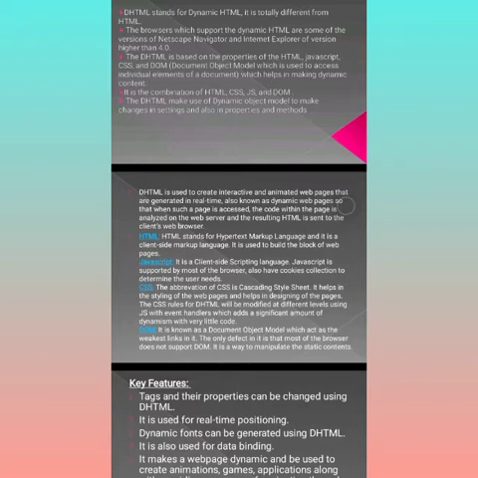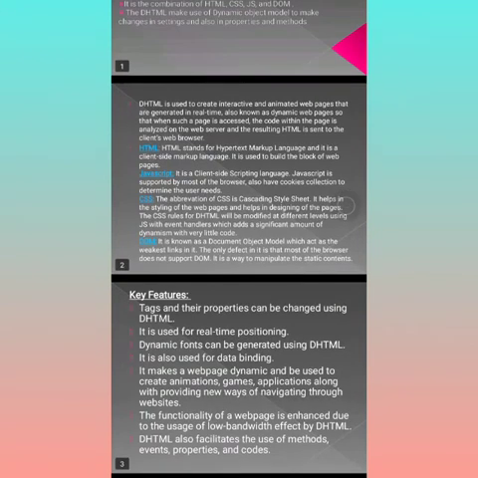DHTML makes use of the dynamic object model to make changes in settings and also in properties and methods. DHTML is used to create interactive and animated web pages that are generated in real time, also known as dynamic web pages, so that when such a page is accessed, the code within the page is analyzed on the web server and the resulting HTML is sent to the client web browsers.